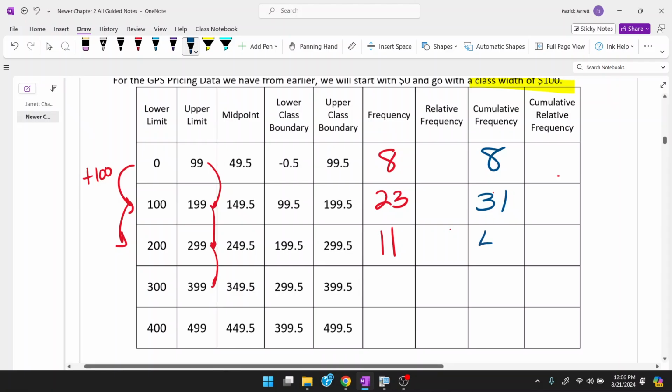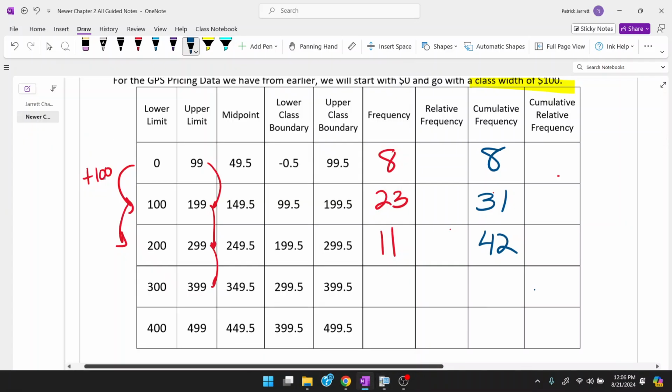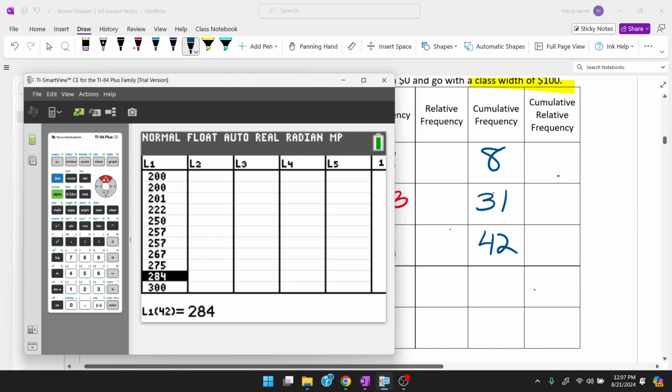But here's the thing. Look at the calculator. That last value in this range was, there were 42 of them. So what's 42 minus 31? You could have gotten it that way. So there's so many nifty ways you can do this.